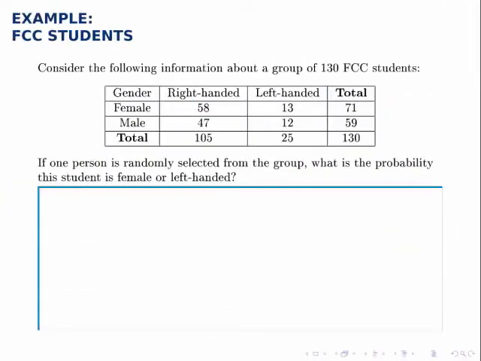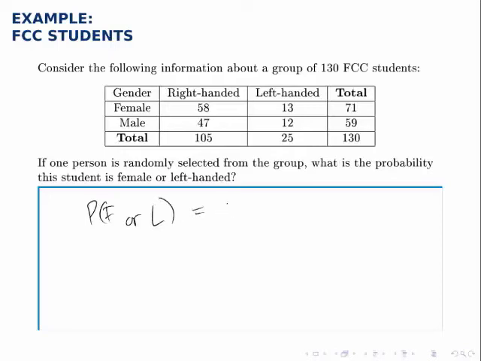Here we're given this contingency table, or two-way table, that contains information about 130 FCC students, broken down by gender and by whether they're right-handed or left-handed. We randomly select one person from this group, and we ask what's the probability that our randomly selected student is female or left-handed. So we're looking for the probability that they're female or left-handed.